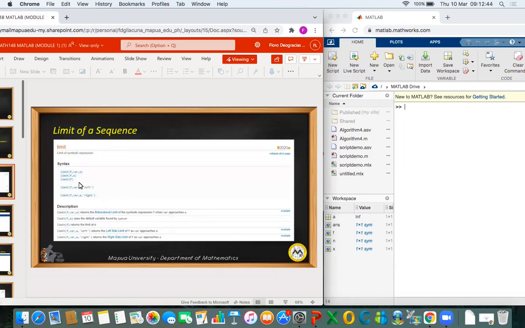Then the second one, limit of f comma a. It uses the default variable found by symvar. Then the third syntax, limit of f. Then the fourth syntax is limit of f, var, a, 'left'. Then the fifth is limit of f, var, a, 'right', separated by commas. Take note also that we have a single quote for left and right. So use the syntax, class, because if you will not follow, then you will have a syntax error.